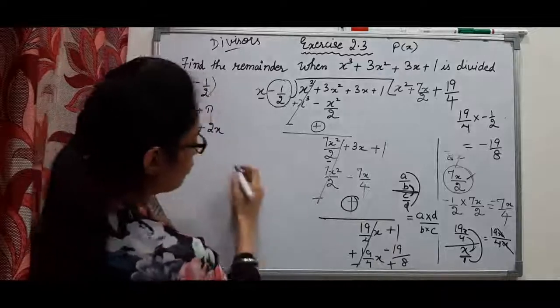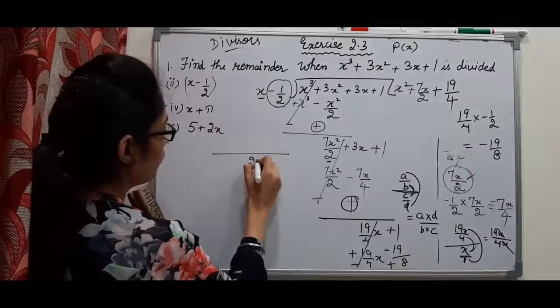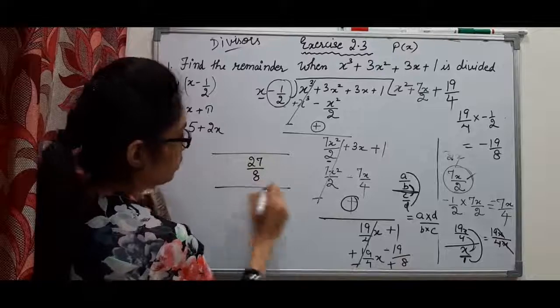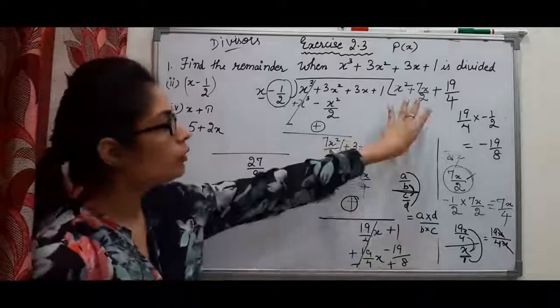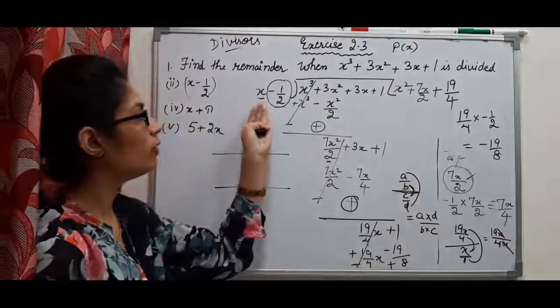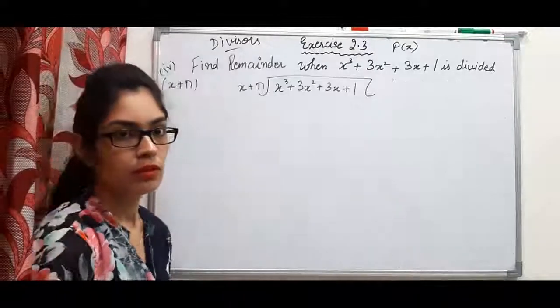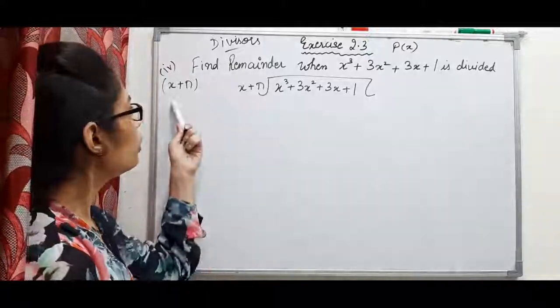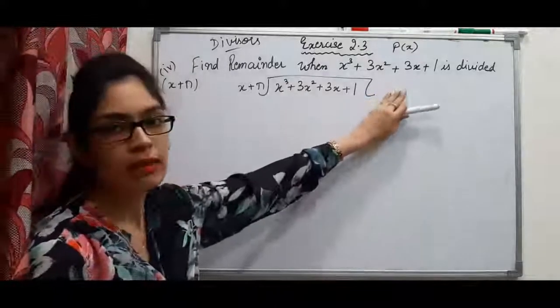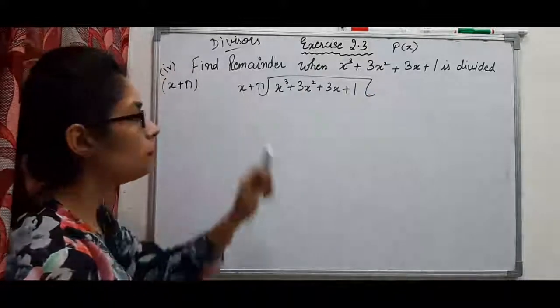So there at the end you can mention remainder will be 27 by 8. So this was your whole sum. Your quotient is this, divisor is this, and remainder 27 by 8. Now let's do the fourth part. So we have to divide this same polynomial with x plus pi now.